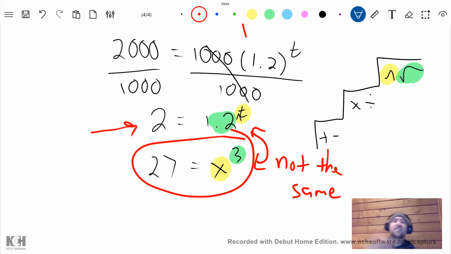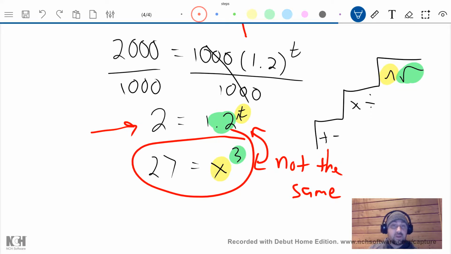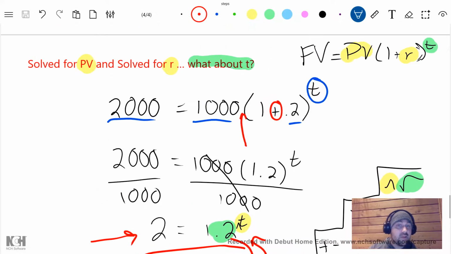Or actually, really, you do. You just don't know that you know how to do it yet. And that's actually what we're going to be doing next week. So, just to think about it, the difference between t and PV and r is that t is in the exponent. And it's going to take some really special mathematics in order to get that t out of that exponent. It's almost like we want to change powers inside of the exponent to be something outside the exponent. And I wonder what that's going to be. And you'll have to wait and find out.